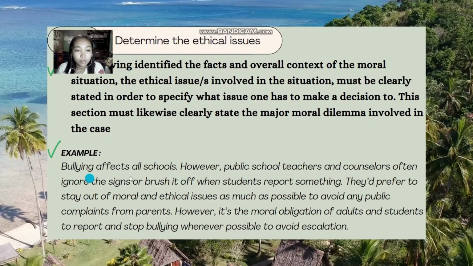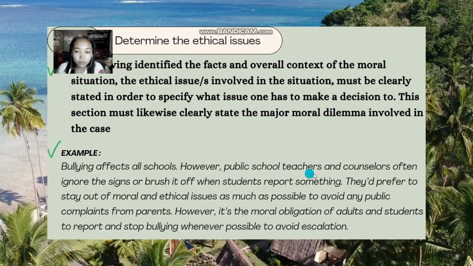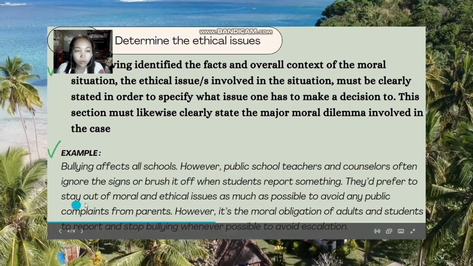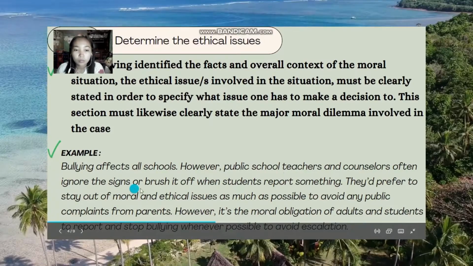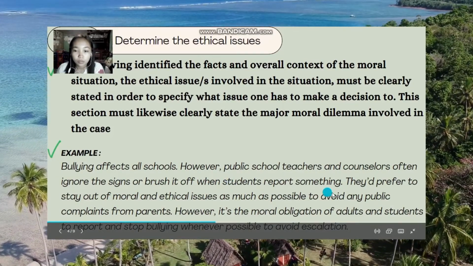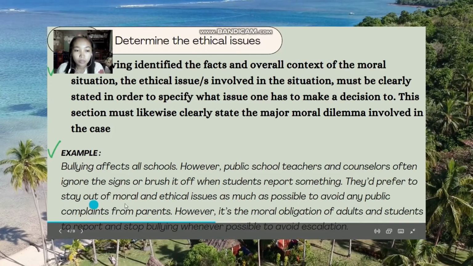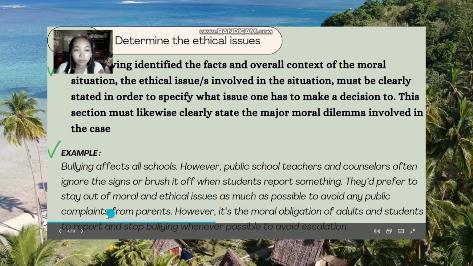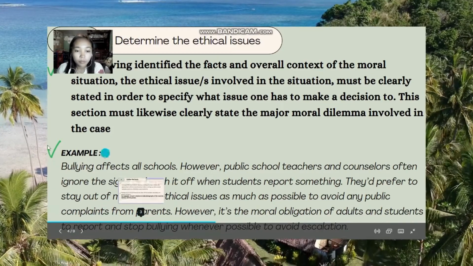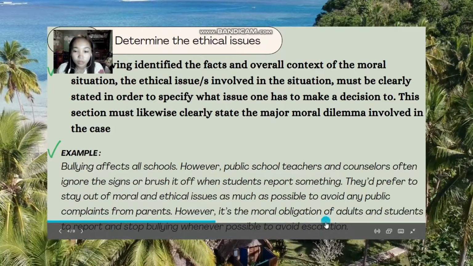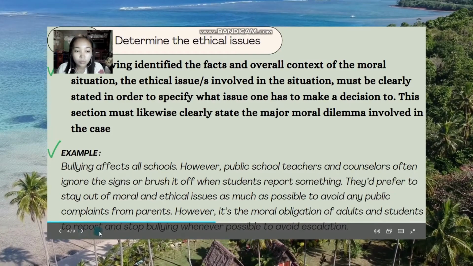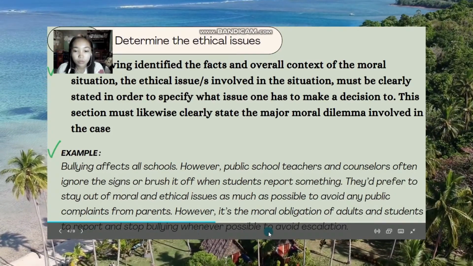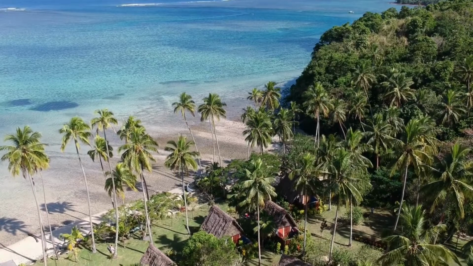Example: bullying affects all schools. However, public school teachers and counselors often ignore the signs or brush it off when students report something. They prefer to stay out of moral and ethical issues as much as possible to avoid any public complaints from parents. However, it is more the obligation of adults and students to report and stop bullying whenever possible to avoid escalation.